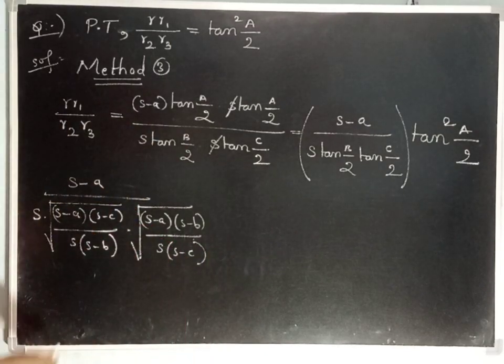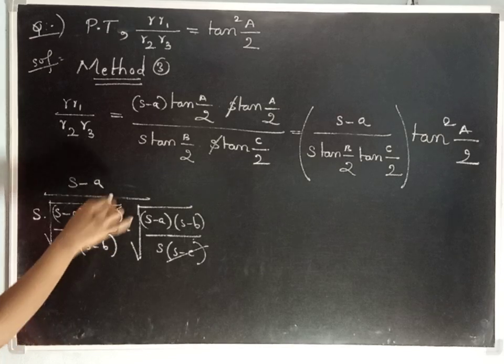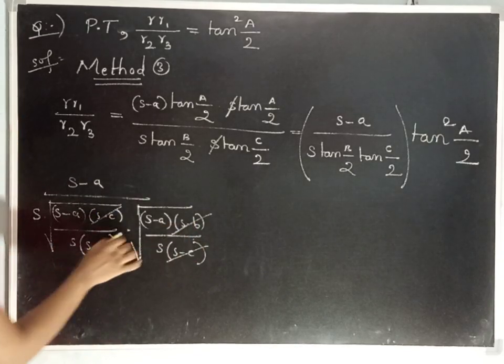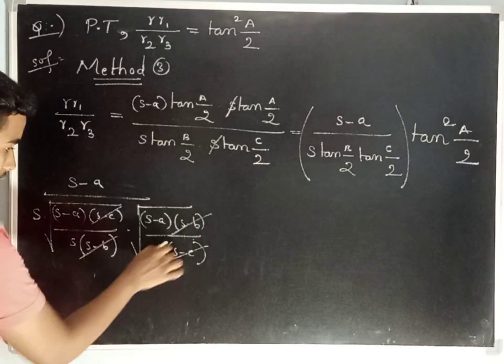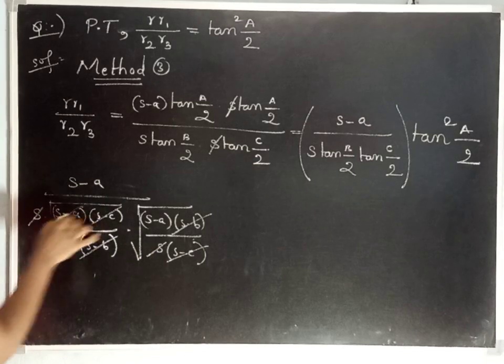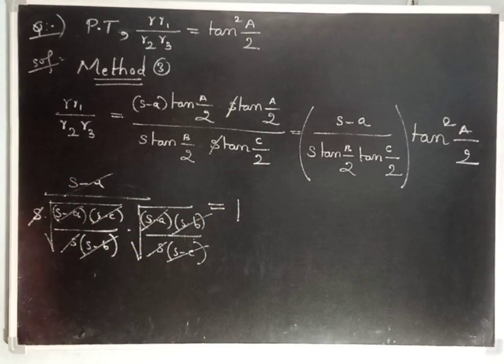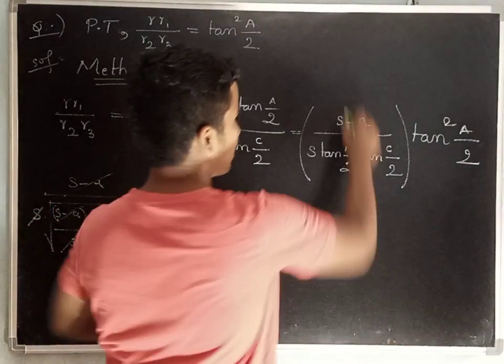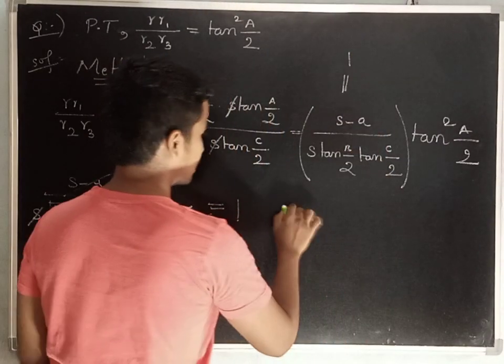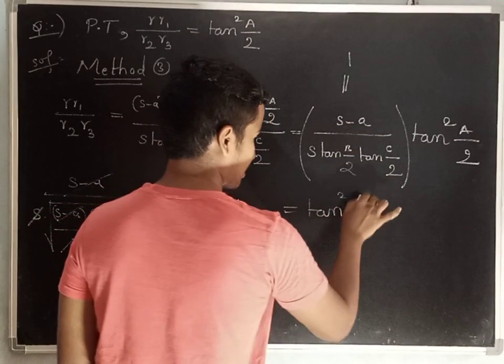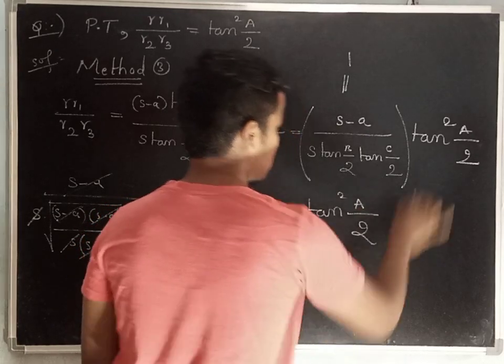Here s minus c gets cancelled, s minus b gets cancelled, s gets cancelled, s minus a overall gets cancelled. Finally, it is going to be 1. So this whole value is going to be 1, which means the result is tan square A by 2.